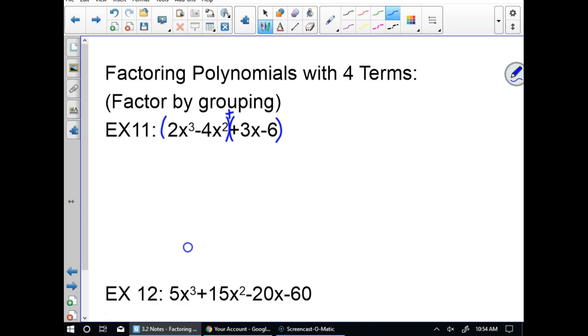Okay? Then we are going to look for the greatest common factor for each group. So 2x to the third and 4x squared. 2 is my greatest common factor, and I can take out 2 x's with that as well. So I'll have 2x squared, and then left inside of the parentheses, I will have x minus 2. So you're dividing each one of those by 2x squared.